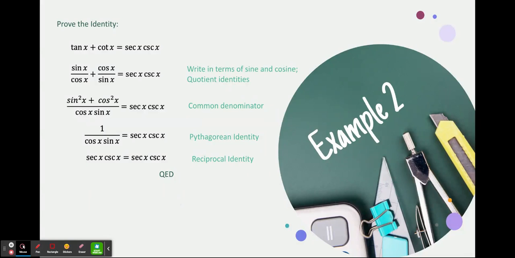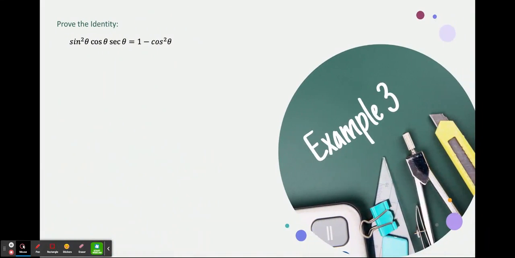Now, I know I went through that rather quickly. I apologize. I'll try to slow down on the next one. And we'll think through it and go slow. So here's our identity. Sine squared times cosine times secant is equal to 1 minus cosine squared. Now this one's tough to decide which side's more complicated, but because we have 3 functions on the left-hand side, let's focus there.